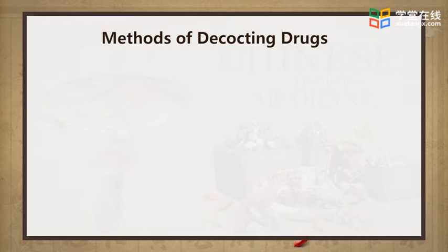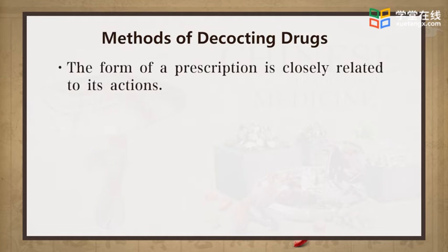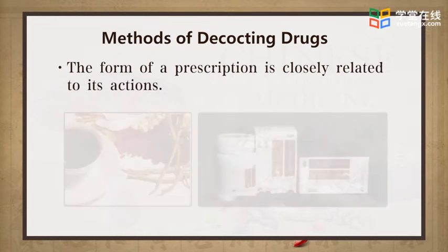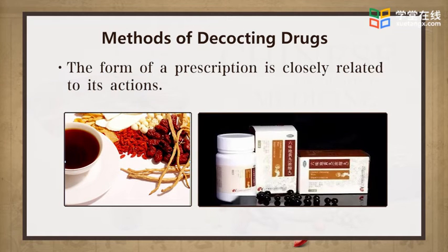Last, modification of forms. The form of a prescription is closely related to its actions. Prescriptions with the same ingredients and doses, but with different forms, will have different actions and indications. Generally speaking, decoction of a prescription has a quick and drastic effect, while pill and bolus of the same prescription will have slow action and persistent effect. They can be selected clinically as needed.